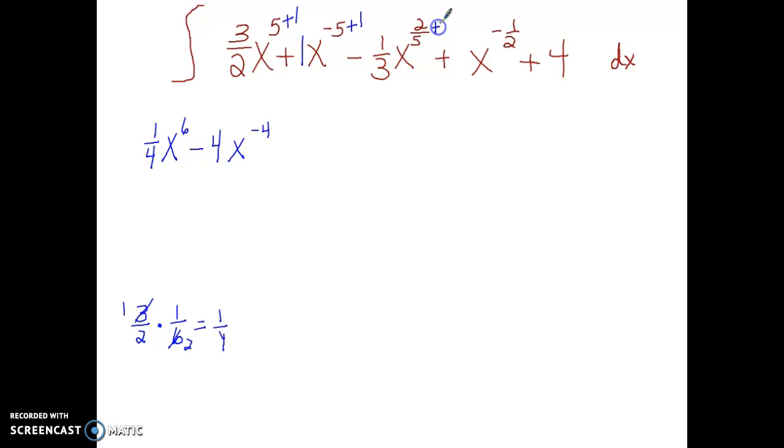My third exponent is a fraction. So when I add 1 on, I need a common denominator, so I'm going to add on 5/5. That means my new exponent will be 7/5. Next, to get my coefficient, I originally had a -1/3 as a coefficient. I need to divide that by 7/5, so that's the same thing as multiplying by the reciprocal. My new coefficient should be -5/21.